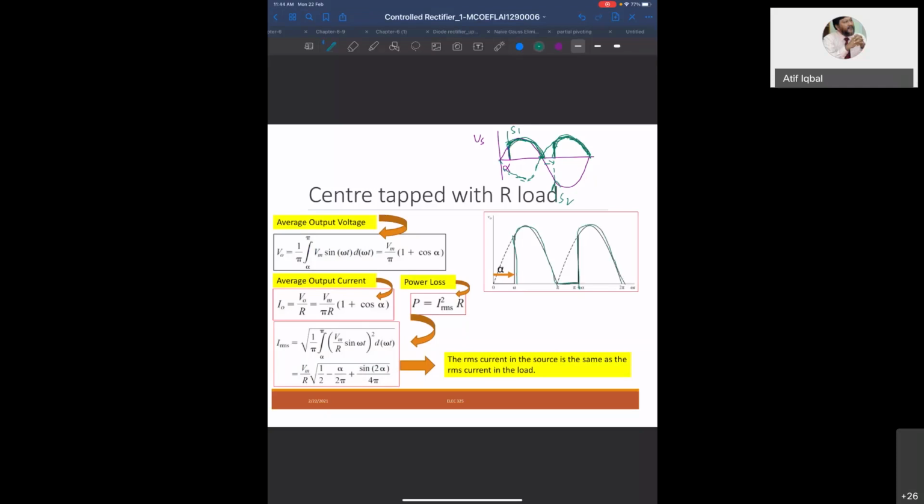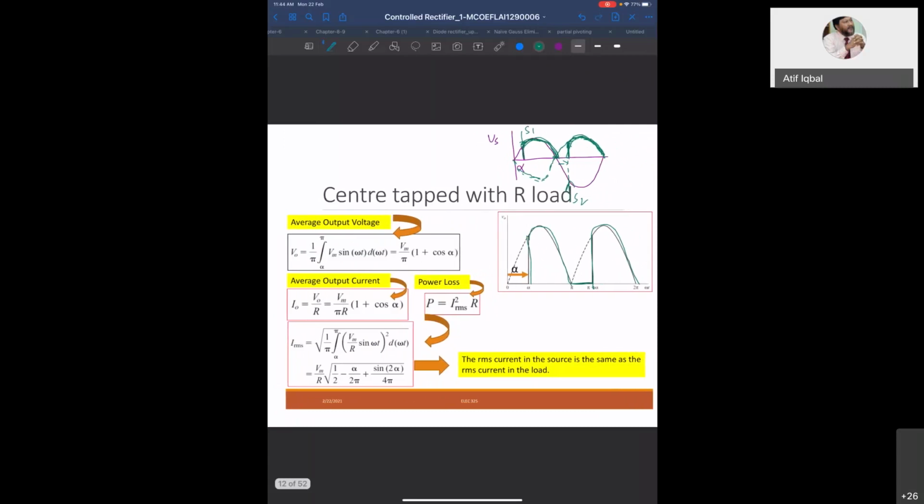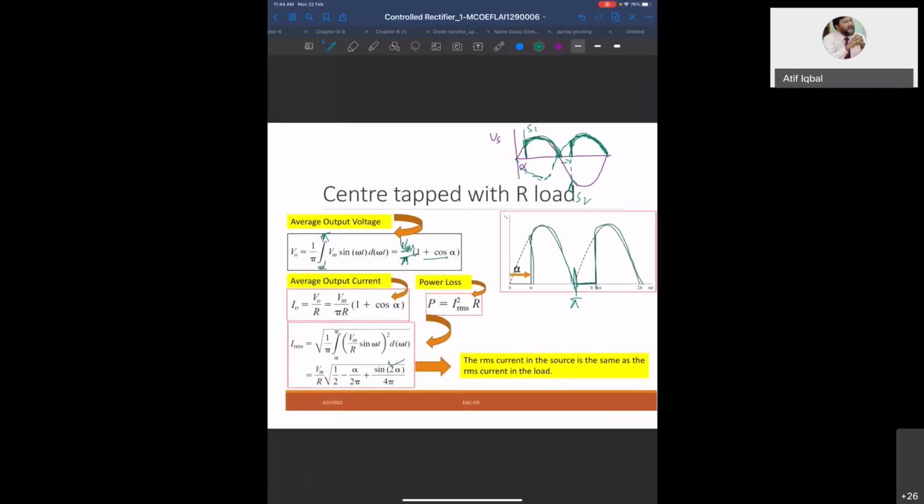This is your output. Means in both cycles, same as diode rectifier. So now what is the average voltage? Average voltage is from alpha to pi. Now the period is pi. Before, the period was 2 pi. So now it is alpha to pi. So it becomes double the half wave: Vm by pi (1 plus cos alpha). And this is the RMS value.